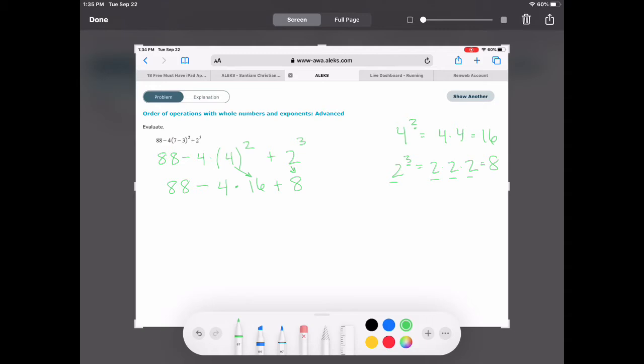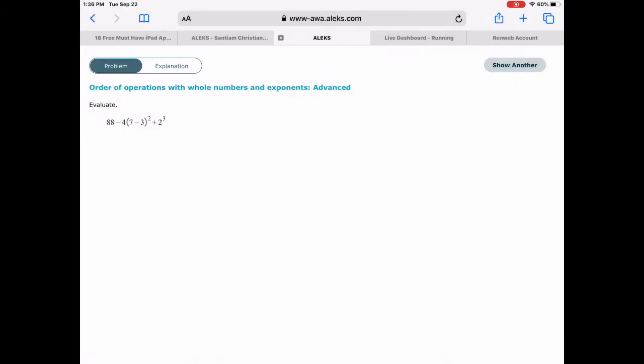And now we have to do multiplication. You have to just pick through this. Be careful where your signs are. 4 times 16 is 64 plus 8. And now we can do this math. 88 minus 64 is 24, I believe, plus 8. Just doing my addition and subtraction left to right. Addition can be mixed around, but if there's subtraction, it's pretty critical to go left to right. And I believe my final answer should be 32.